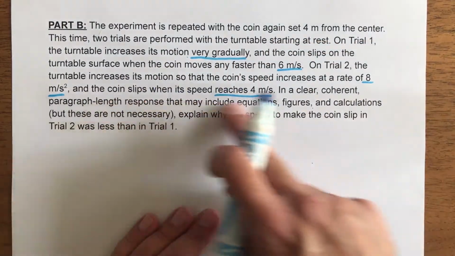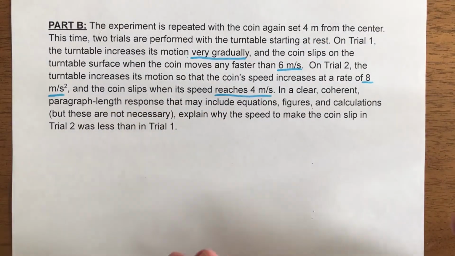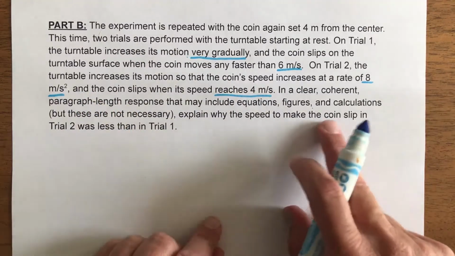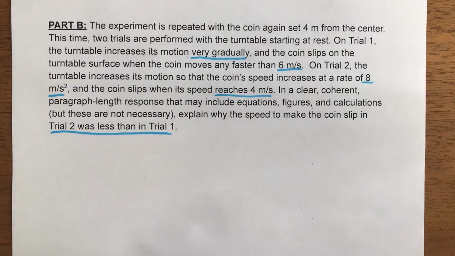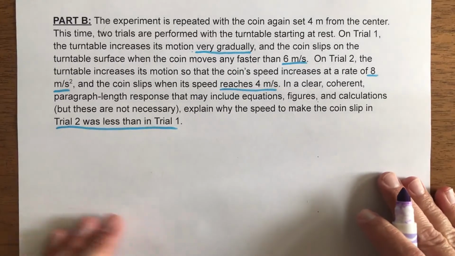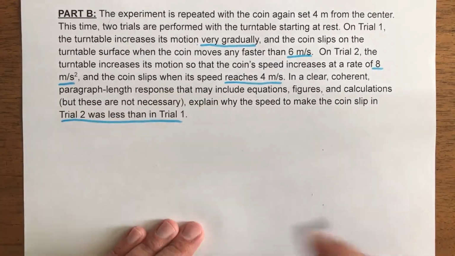In a clear, coherent paragraph length response that may include equations, figures and calculations, but these are not necessary, explain why the speed to make the coin slip in trial 2 was less than in trial 1. So I'm not going to write the full paragraph out here. I'll just make the bullet points. So let's just say this.